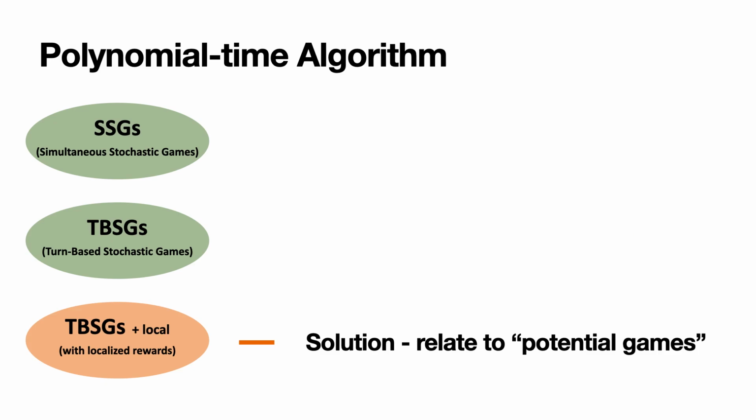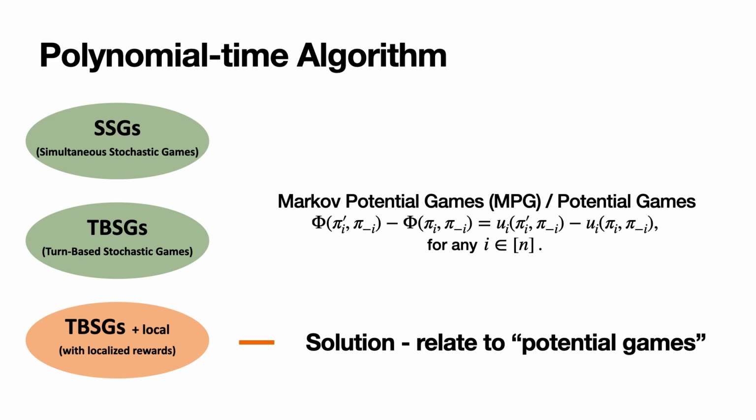Another interesting part in our paper is a positive result on efficiently solving structured turn-based games with localized rewards. The way we achieve this result is by viewing these types of games as variants of potential games. In game theory, people have defined potential games, or Markov potential games, where there exists a potential function phi such that the difference of the potential function's value could basically capture all the differences in each player's utility, assuming that player has changed her strategy.